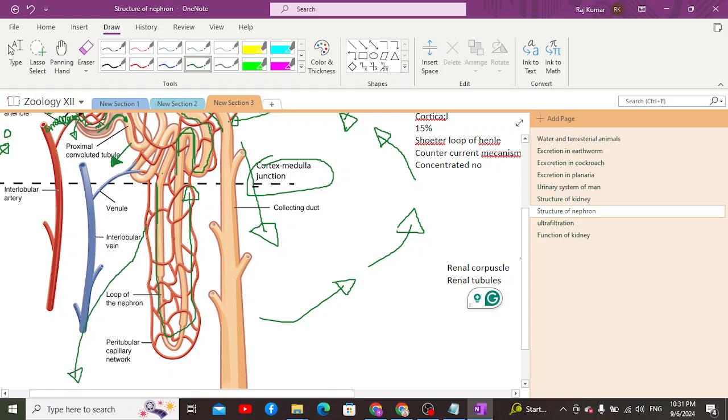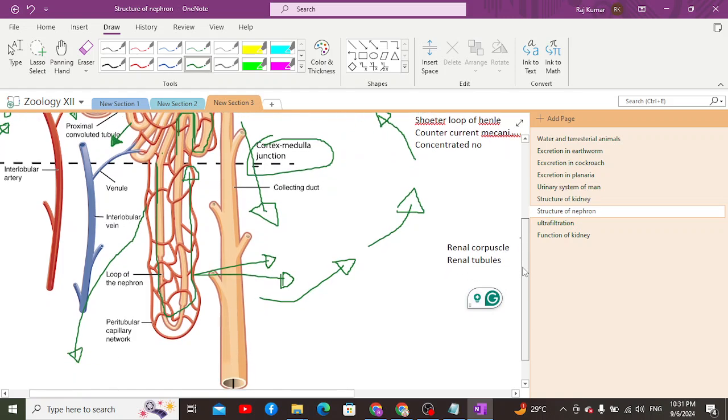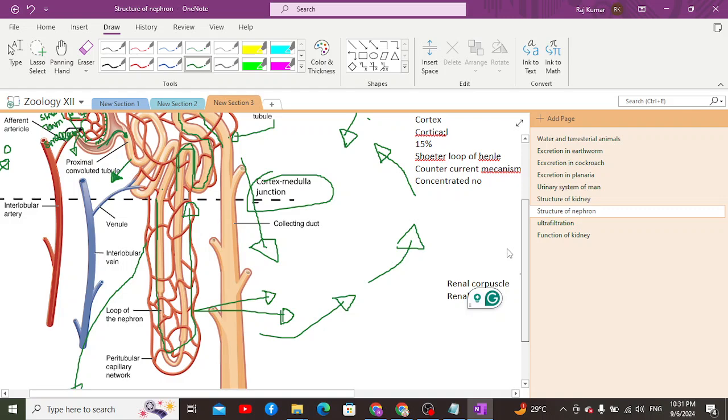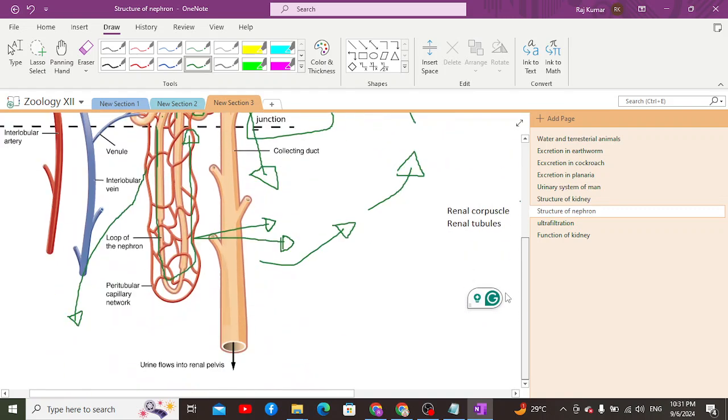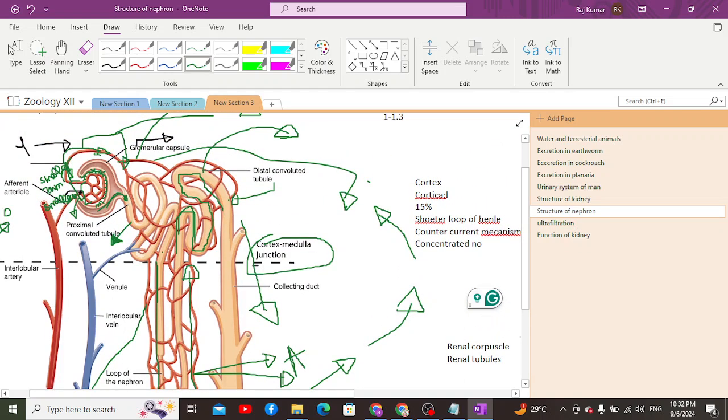Vasa recta are important for three major reasons. Number one is the countercurrent mechanism, which we are going to discuss. Number two, they provide nutrition and oxygen to the cells of the loop of Henle. And third, they are important in selectively reabsorbing water inside the loop of Henle, for which there are hormonal secretions as well. For example, ADH, antidiuretic hormone, vasopressin from the posterior pituitary gland is released, which helps in this process.